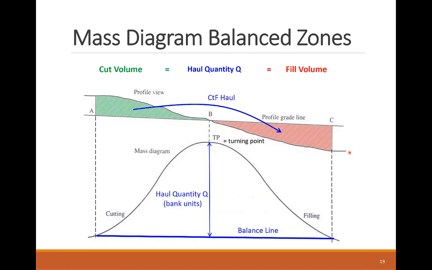And the CTF operation is balanced because the haul quantity Q, as the height of the mass diagram contained by the balance line, equals the soil cut volume and is used for the fill volume.